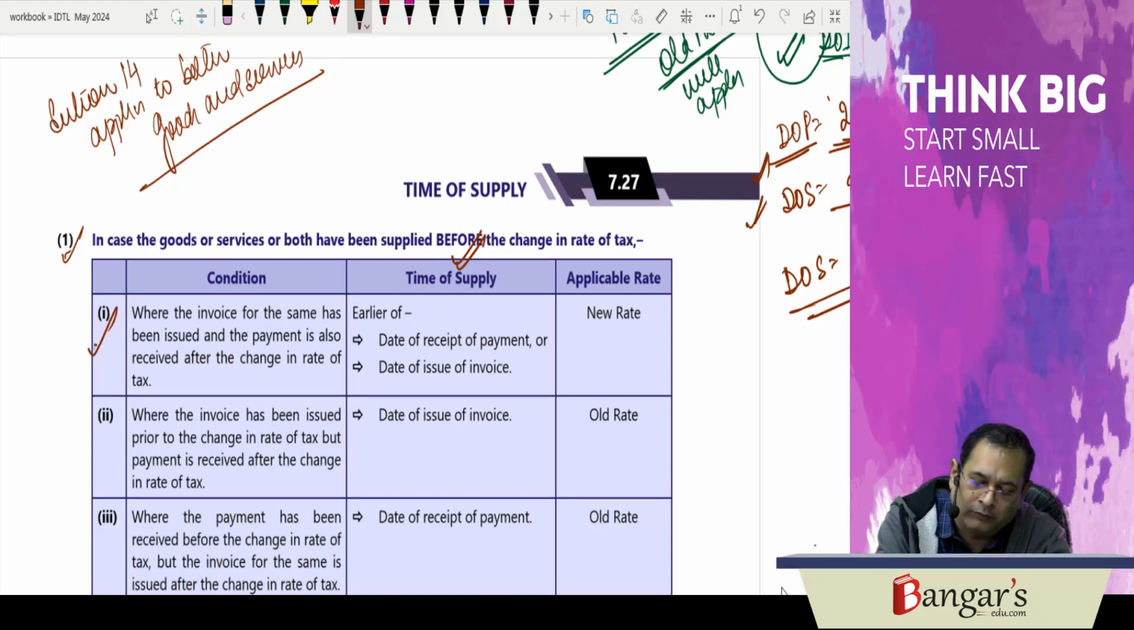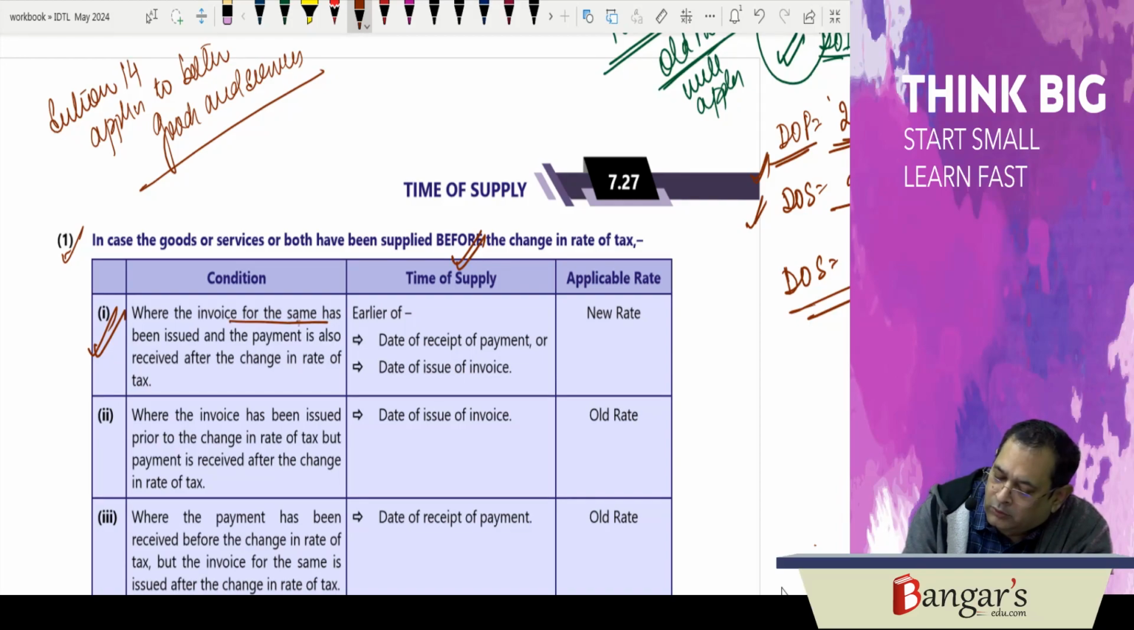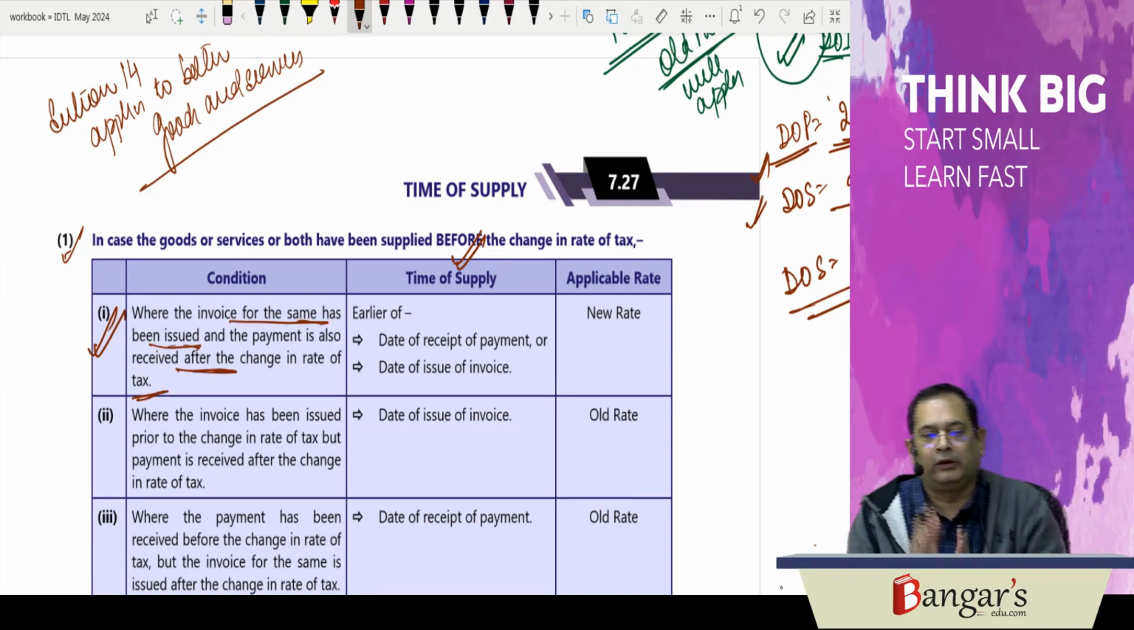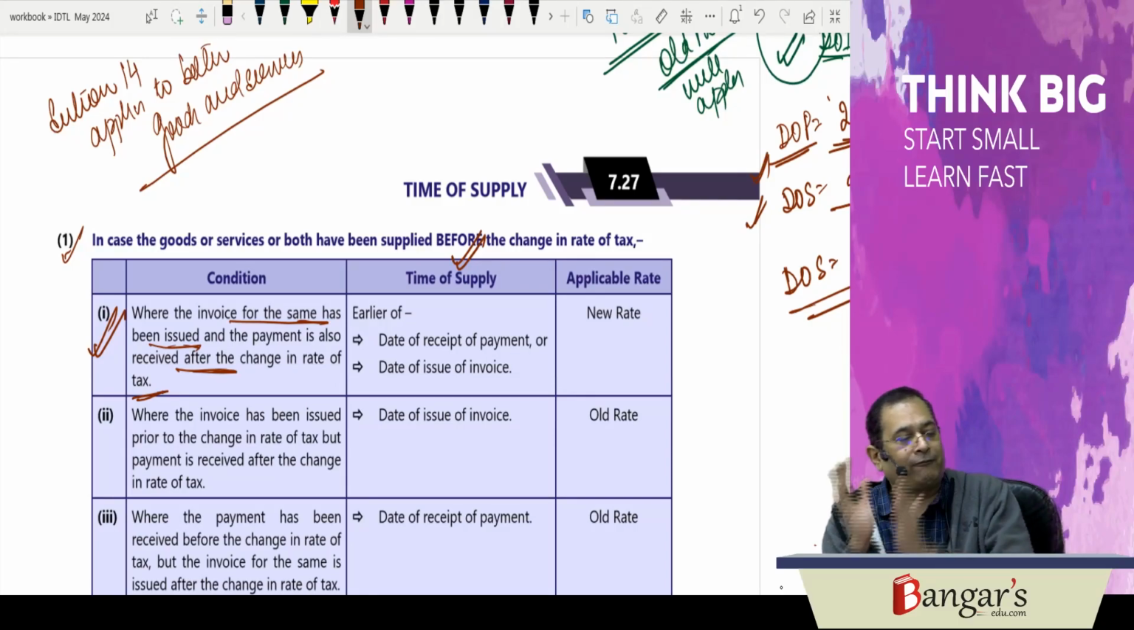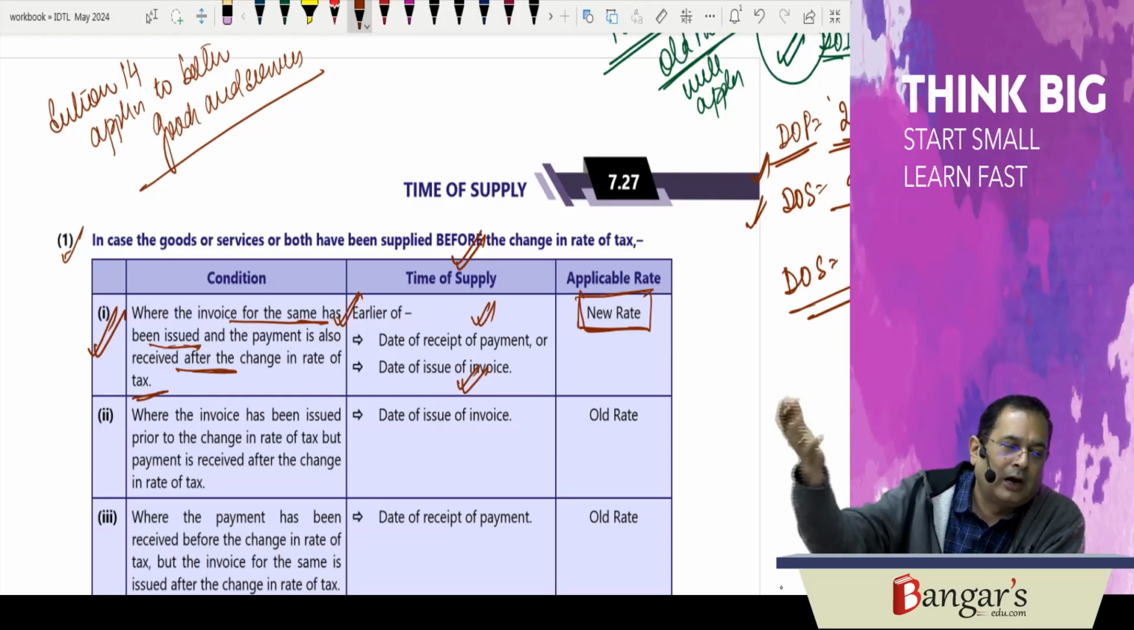Where the invoice has been issued and payment is also received after the change in rate of tax, these two events occur together after. So here the time of supply will be the date of invoice or date of payment, whichever is earlier, and the new rate will be applicable because both of the things have happened afterwards.